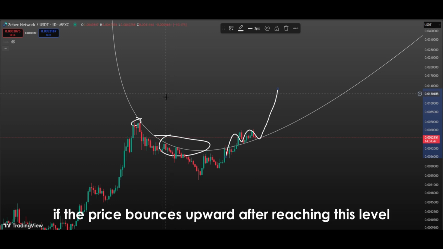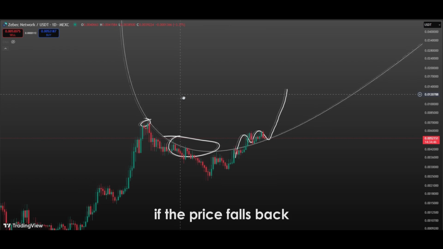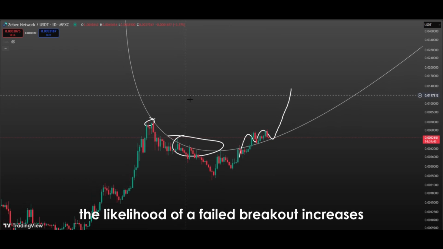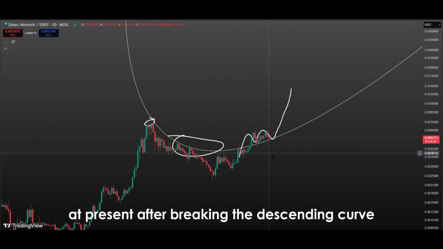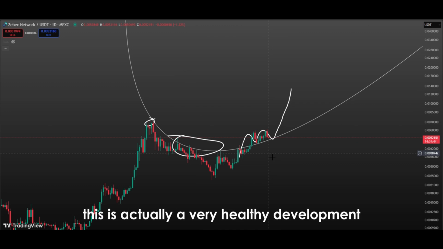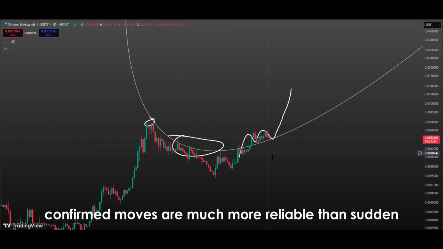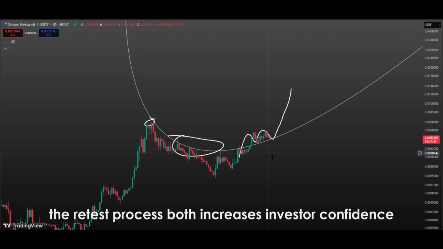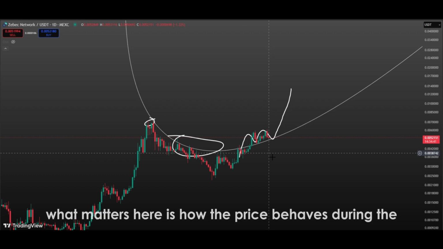If the price bounces upward after reaching this level, it indicates that the breakout is solid and sustainable. If the price falls back below this level, the likelihood of a failed breakout increases. At present, after breaking the descending curve, the price has returned to this level. From a technical perspective, this is actually a very healthy development. This is because steady, confirmed moves are much more reliable than sudden, uncontrolled surges. The retest process both increases investor confidence and provides a solid base for the price to begin a new upward wave. What matters here is how the price behaves during the retest.